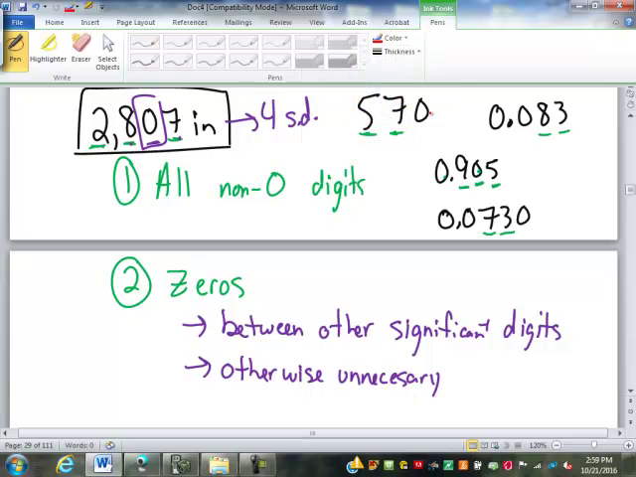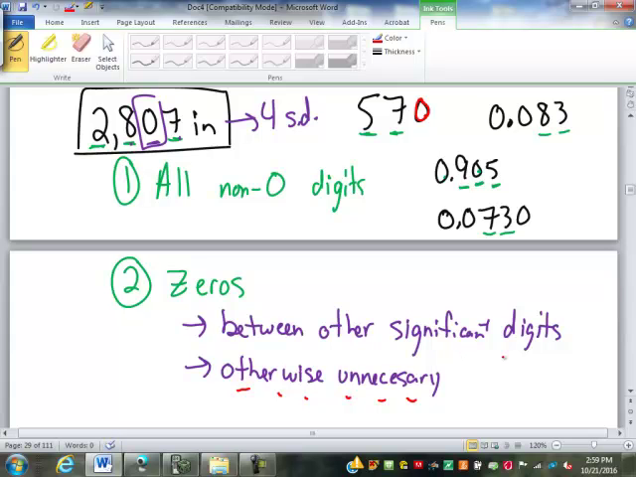For example, this 0 here, I can't get rid of that 0. It is necessary. So I can't assume it's significant. I'm not saying it isn't significant, and it's definitely important. Because if I take that 0 away, this is now 57 instead of 570. It greatly changes the meaning of that number. So it is very important. It's just not, we cannot assume it's part of the measurement, because it is necessary, it's needed. And the criteria is otherwise unnecessary.